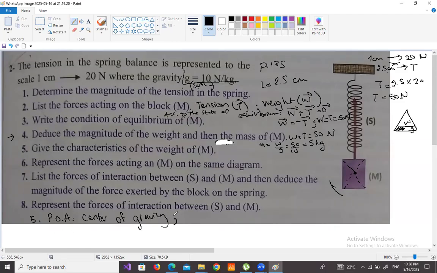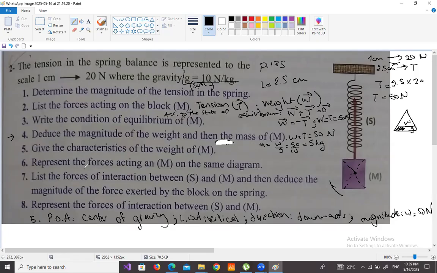Line of action, this is the second characteristic. The weight is always vertical, because everything falls vertically downwards. So the line of action is always vertical, and the direction is downwards. Magnitude means the value of the force: W equal to 15 Newton. These are the characteristics of the weight vector.